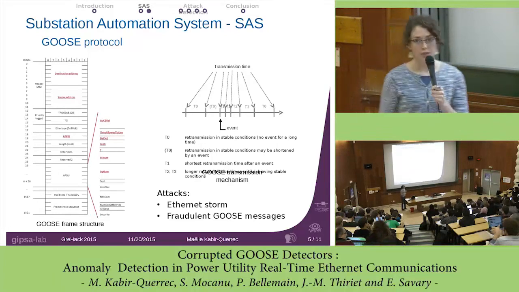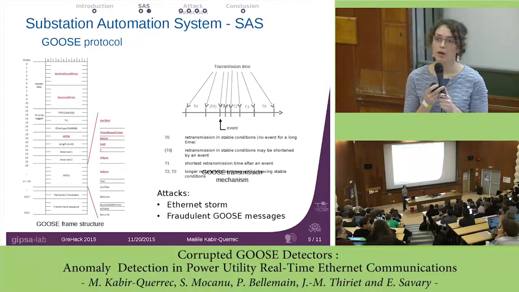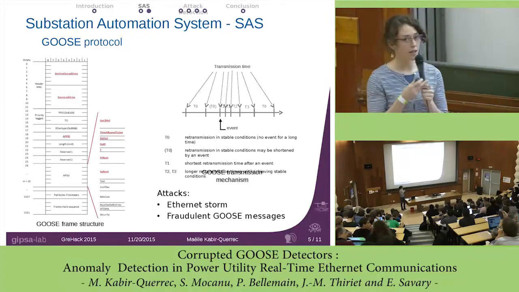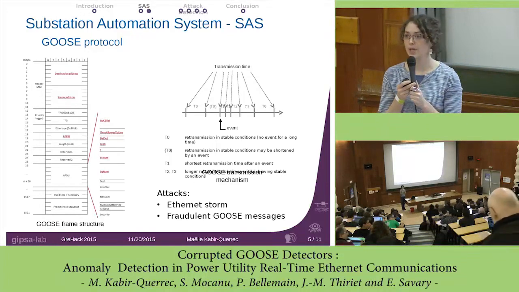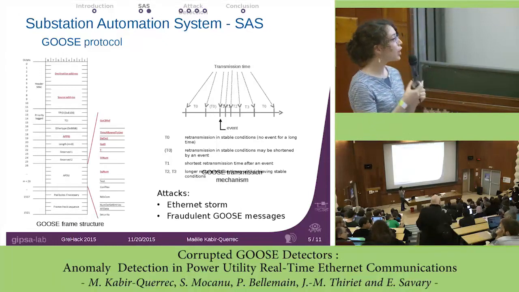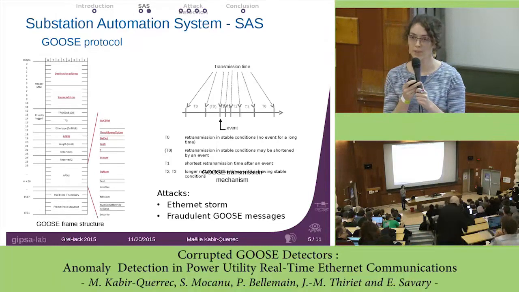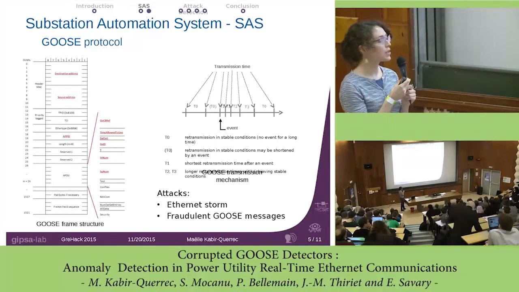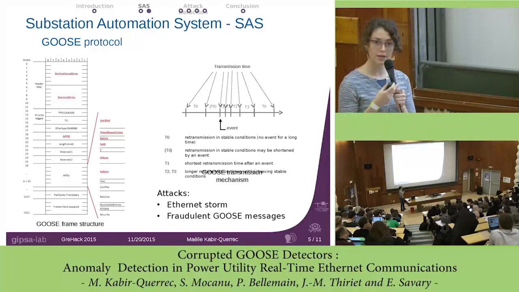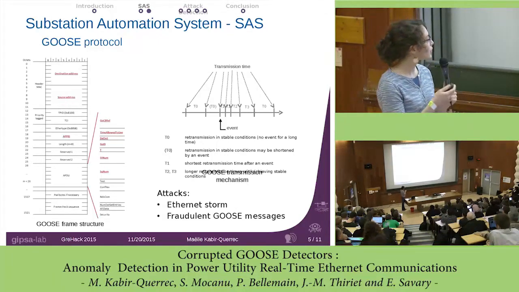State number. So state number is incremented every time a data of the dataset changes and requires to send a GOOSE message. And sequence number is set to 0 when a state number is incremented. And then when the message is sent over and over, it will be incremented for every iteration of this message with the same content. I will explain it a bit further.